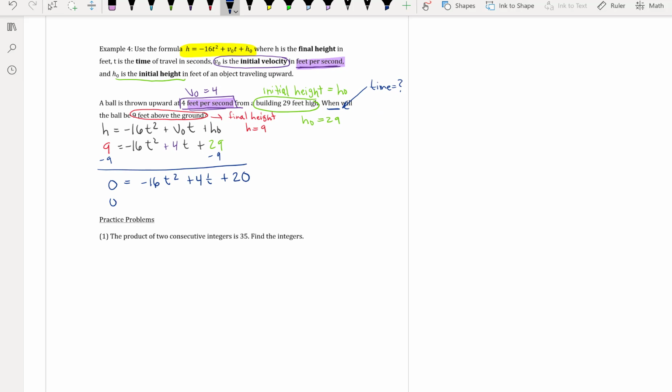And then from here, I can see that I have a GCF. The GCF here, they can all be divided by a 4. And better yet, the leading coefficient is negative. So my GCF is going to be a negative 4. So I'm going to have a 4t squared minus 1t minus 5. So now I need to factor that 4t squared minus t minus 5.